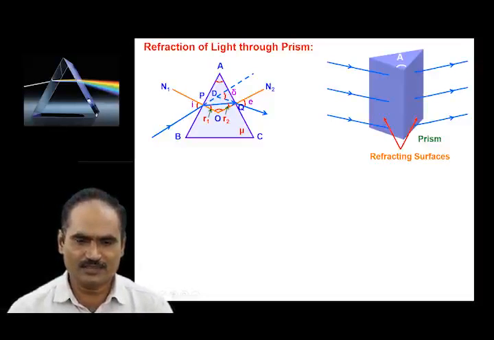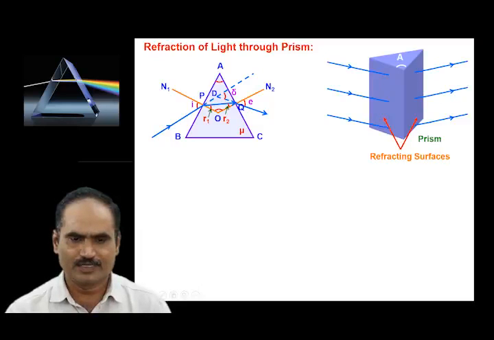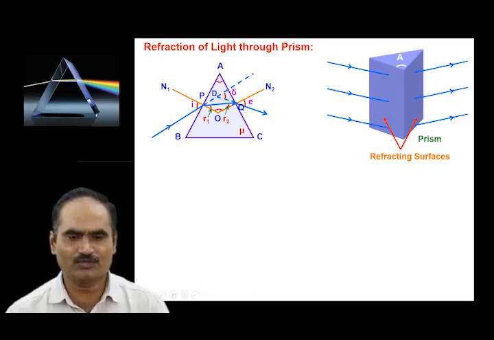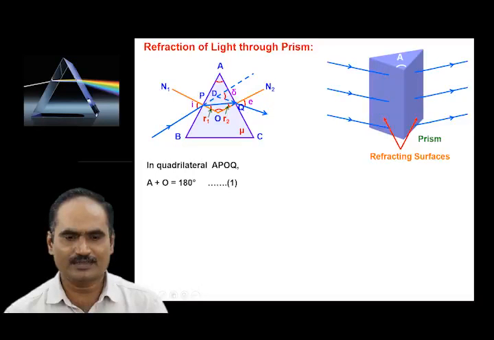Now let us consider a quadrilateral here, APOQ. In this quadrilateral, angle APO and angle AQO are right angles, because these two are normals. If these two are 90 degrees, the sum of these two is 180 degrees. Then obviously the sum of angle A and angle O must be 180 degrees. That is what we will write here. In the quadrilateral, we can write angle A plus angle O is 180 degrees.